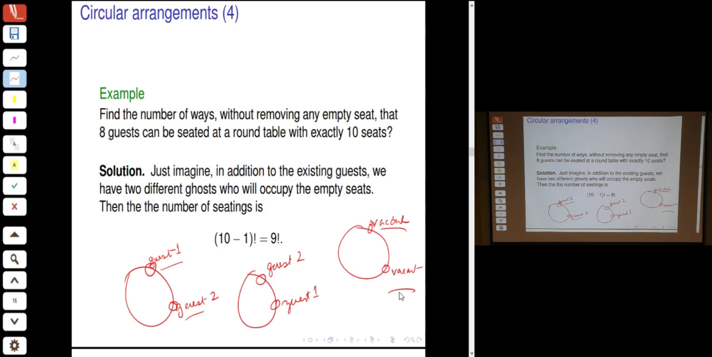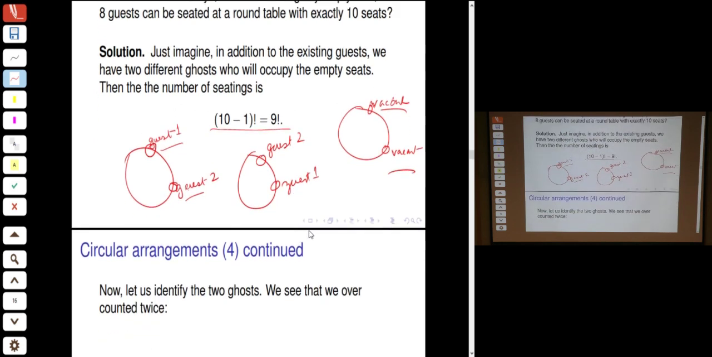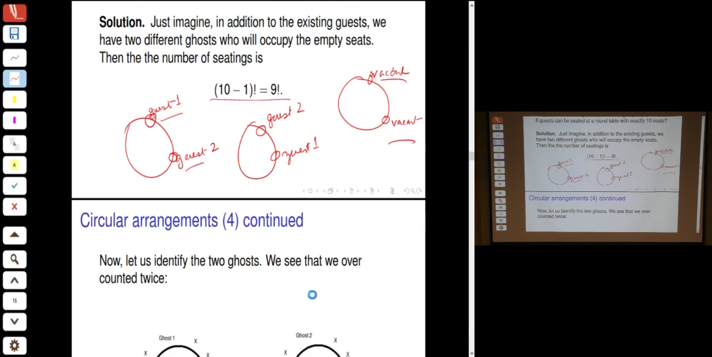Okay? So things are getting complicated. So that's the message. But first let us assume that we had 2 distinct guests for the 2 vacant chairs anyway. Then we could argue as before and declare that the total number of seating arrangements is 10 minus 1 factorial, which is 9 factorial. However, we now have to go back and correct for the fact that the 2 vacant chairs cannot be counted as 2 different guests. Okay? So how do we do that?